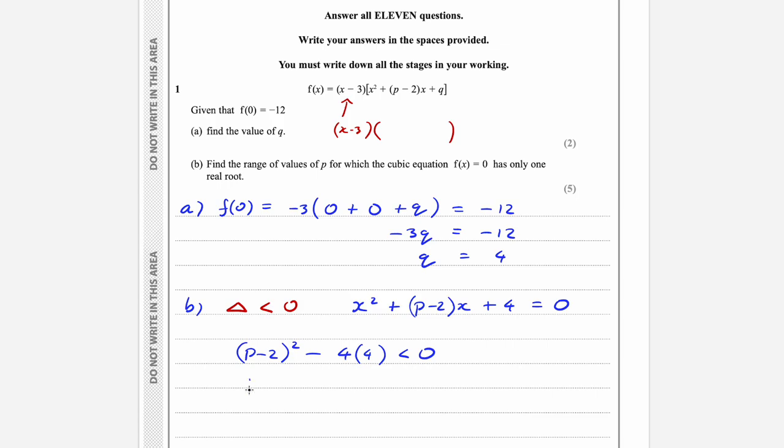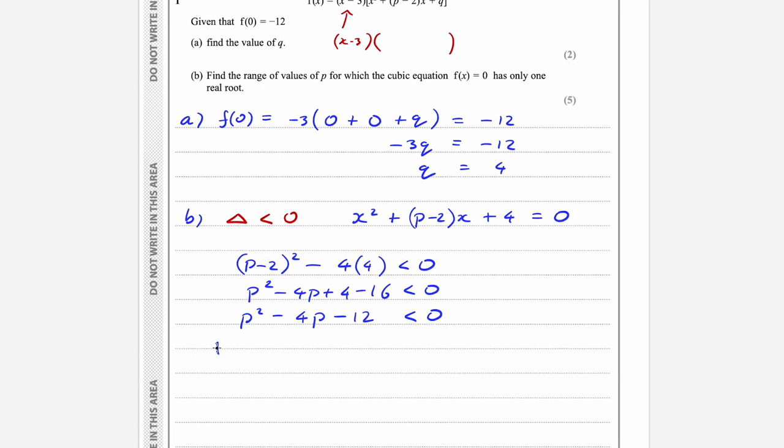Let's just do it the normal way, guys. I'll expand this out. I have p squared minus 4p plus 4, sorry, that's a mistake, that's a 4. So p squared minus 4p plus 4 minus 16, which is minus 12, less than 0. Factorize this. I get (p minus 6)(p plus 2) less than 0, just make sure you know how to do that. I then always sketch this, guys.